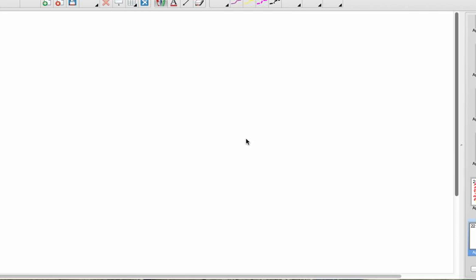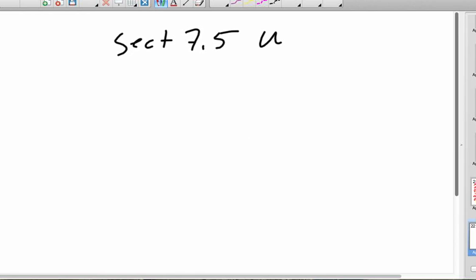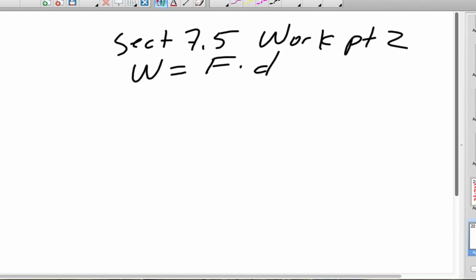Okay, so this is section 7.5, and this is work part 2. Here we're going to hit a slightly more complicated set of problems. Remember, we talked about work is force times distance for constant, or in our case, it's going to be the integral of your force times your distance dx. Okay, so let's take a look at an example of these types of problems.